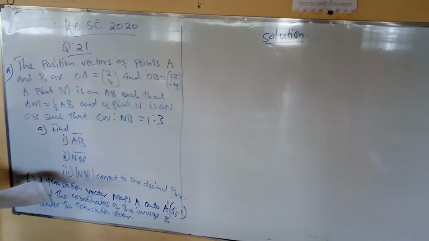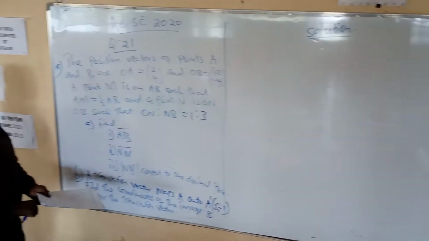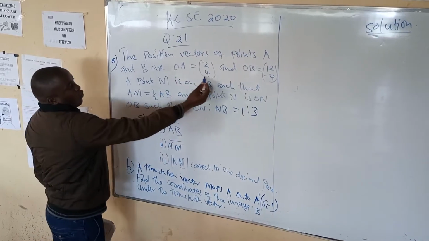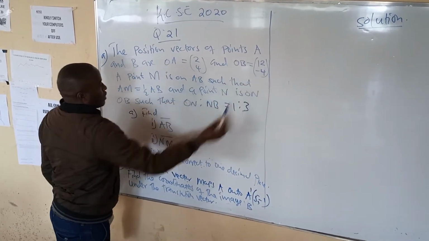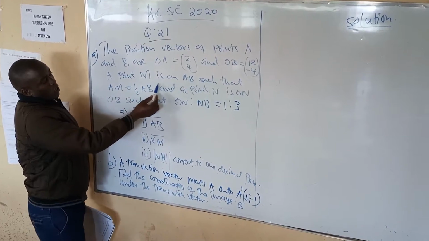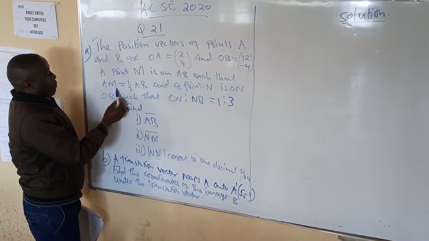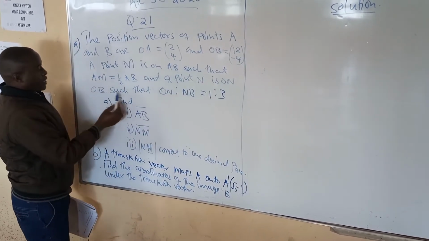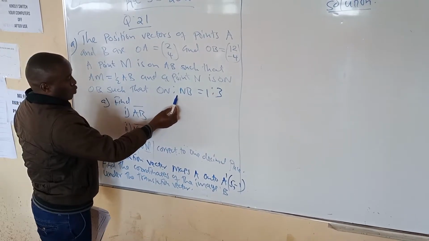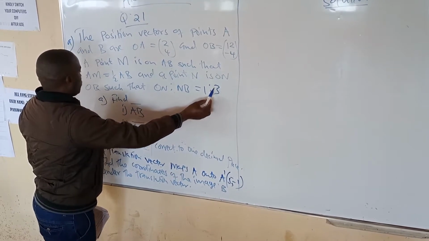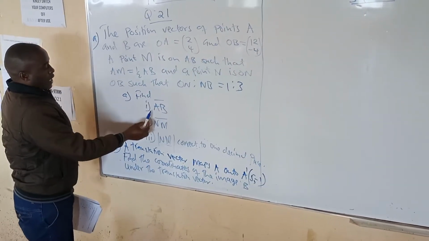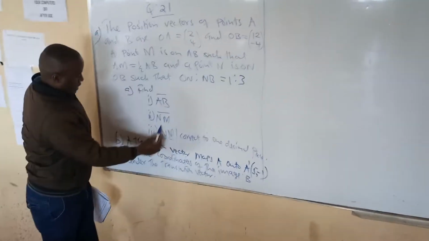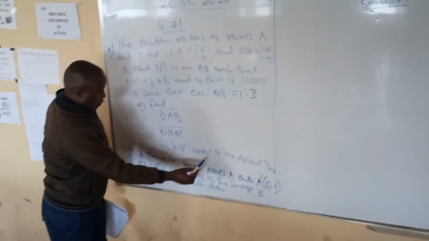Question number 21 of KCSE 2020. The question reads: the position vectors of points A and B are OA = (2, 4) and OB = (12, -4). A point M is on AB such that AM equals a half of AB, and a point N is on OB such that ON is to NB equals 1 is to 3. Find vector AB, vector NM, and the modulus of NM correct to 1 decimal place.